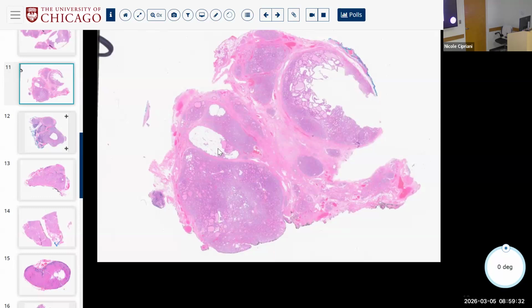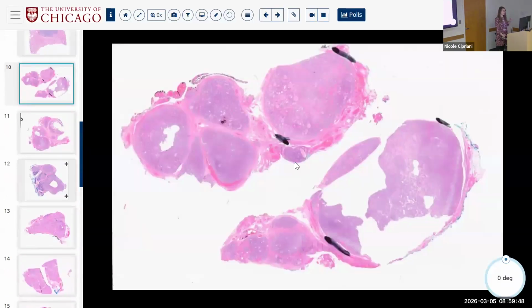Did I hear somebody say what the syndrome is? PTEN, Cowden. Thank you. So this is PTEN syndrome. PTEN hamartoma. So multiple back-to-back bland appearing adenomatous nodules with sort of intervening normal, varying sizes from teeny weeny to big.